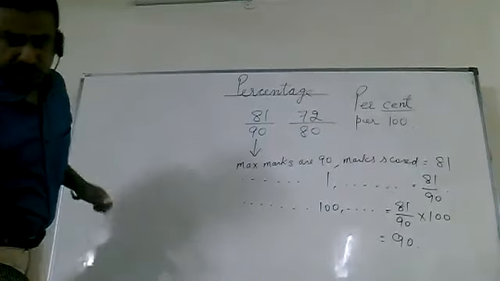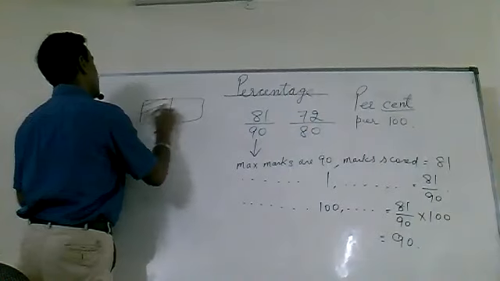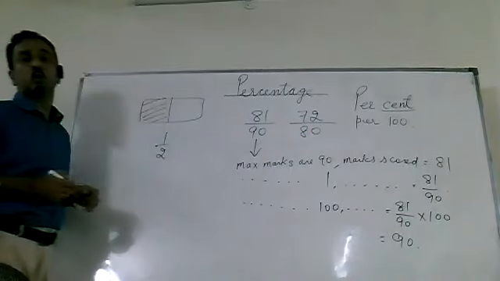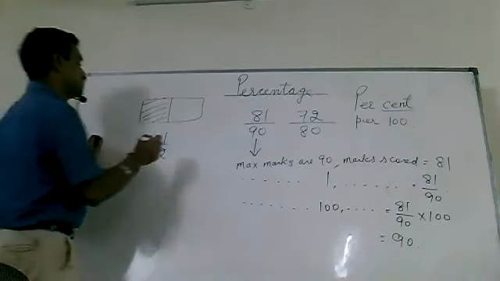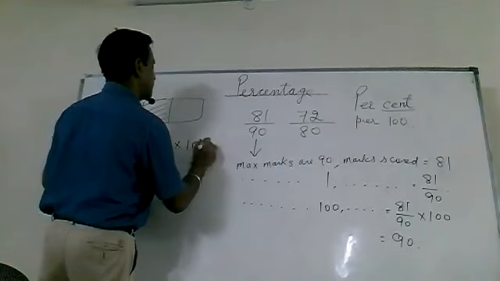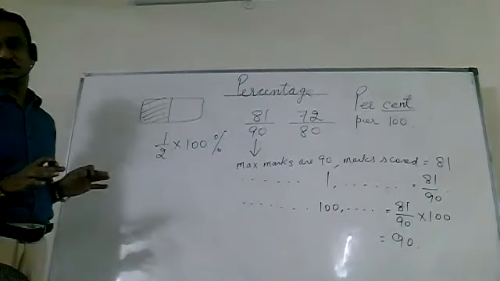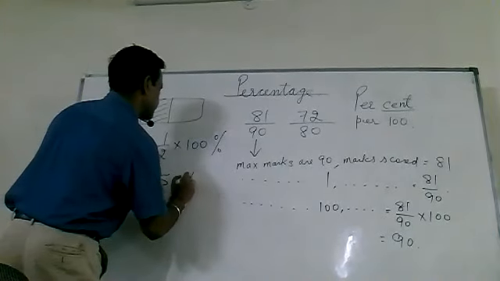Now supposing I have a chocolate here and I gave half of the chocolate to you. So in fractions I have given you 1 by 2. In percentage, how much have I given you? Just multiply by 100 and add the symbol of percentage. You don't have to do anything else. 1 by 2 into 100, so 50%.